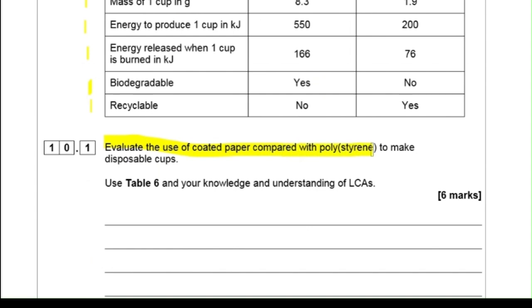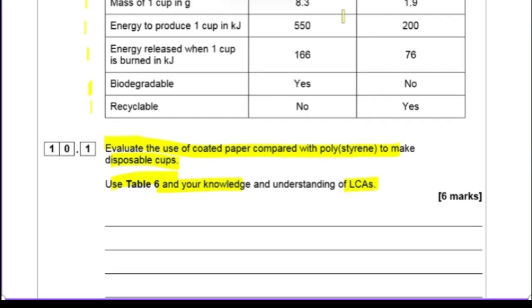So let's look at question 10.1. Evaluate the use of coated cup paper compared with polystyrene to make disposable cups. Use table 6 and your knowledge and understanding of LCAs. As with all our 6 markers, we must make a plan with our pencil down the left hand side of the paper. So, the raw materials first of all. Well, the raw materials of a polystyrene cup are crude oil, and we know crude oil is a finite resource.